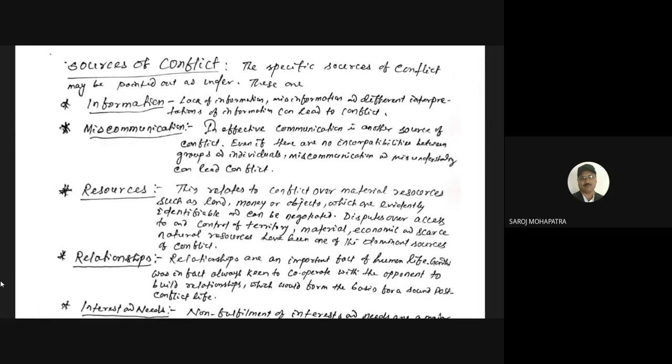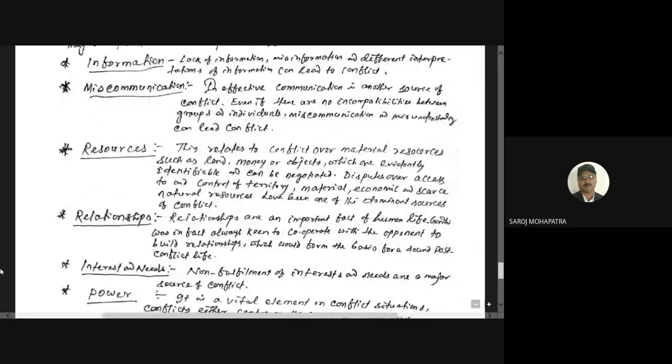are many. These are particularly information, miscommunication, resources, relationship, then interest and needs, power, governance, rights, culture, religion, identity, values. These are the sources of the conflict. Taking into consideration these sources of conflict, the entire world is in a conflict situation.